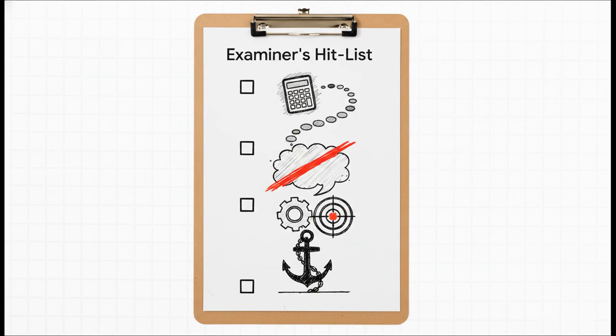Third, match your response to the specific command word. If the question says describe, you tell them what is happening. But if it says explain, you absolutely must provide the physical reason why it's happening. And finally, always link your evidence back to the physical reality of the scenario. Seriously, don't fall into these hidden traps that cost unprepared students their grades.